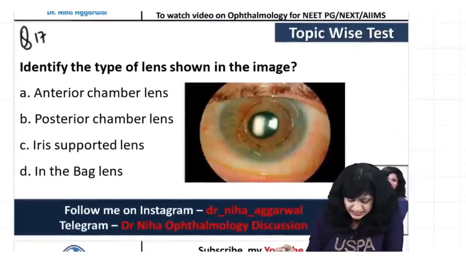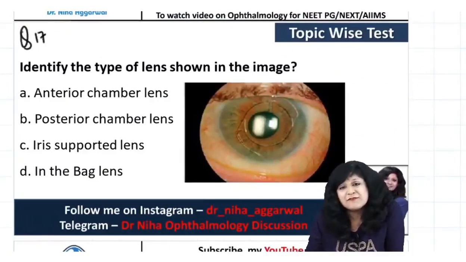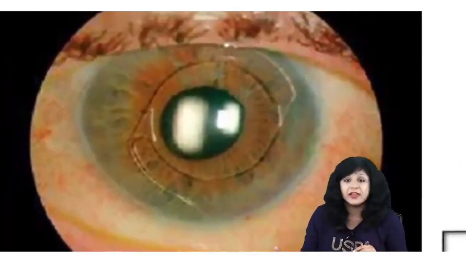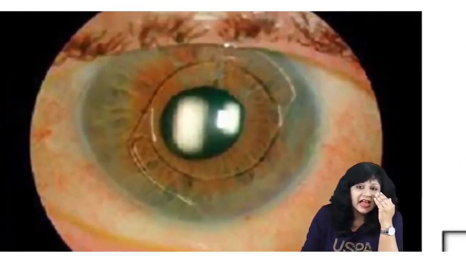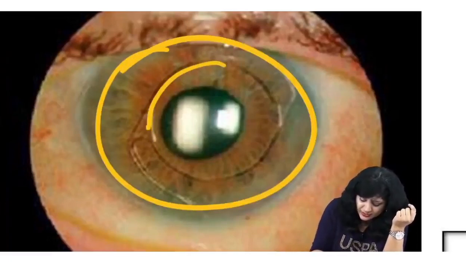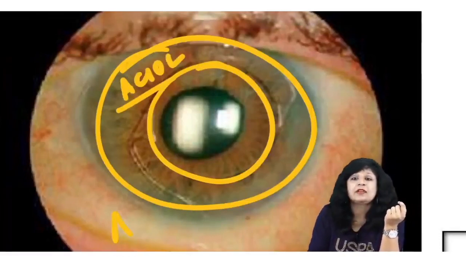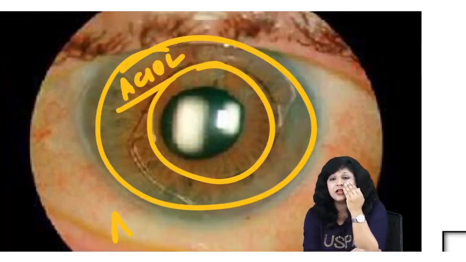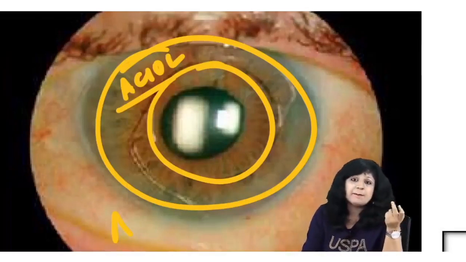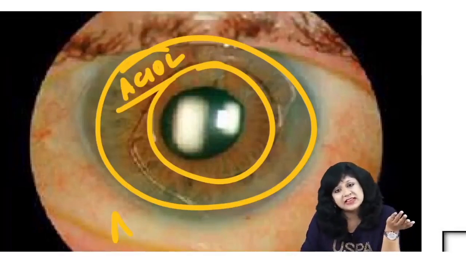Question number 17. Identify the type of the lens. So this is again a very easy question, common sense. Can you look at this IOL? It is very clear that this IOL is in front of the iris. This is your iris and this IOL is present in front. So obviously this is therefore an AC IOL. The normal IOLs that you see, you are not able to see anterior to the iris. So those are your PC IOLs. But this IOL is seen anterior to the iris. So that is why it is an AC IOL, right?